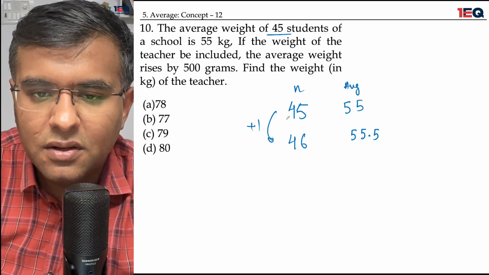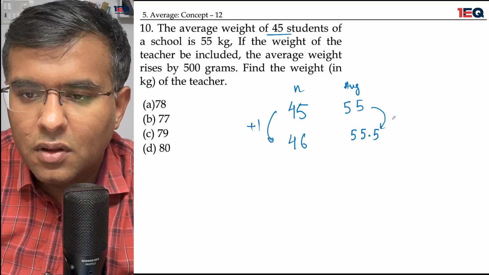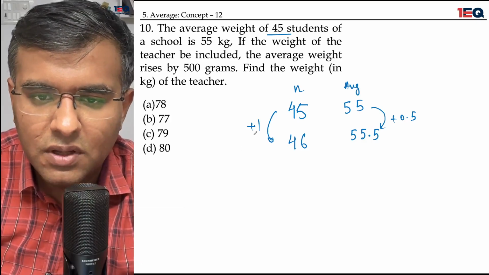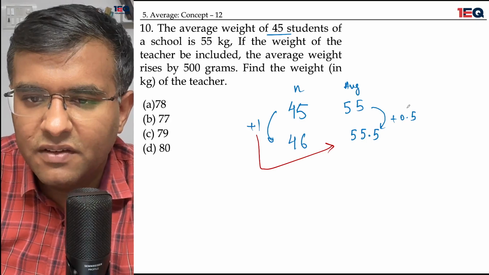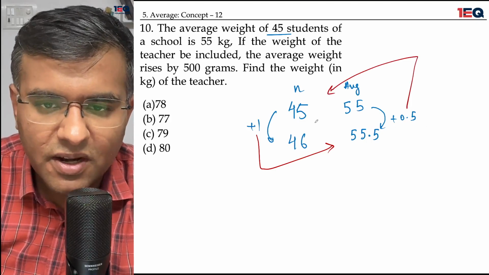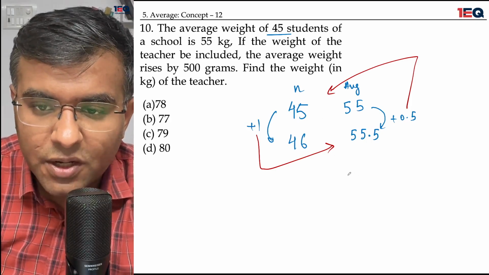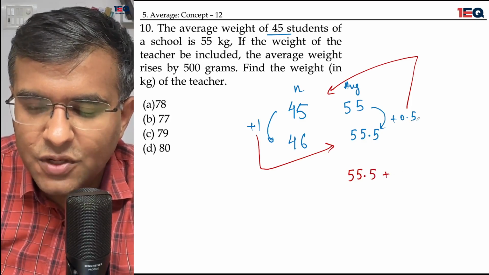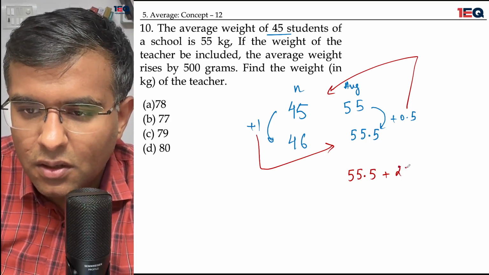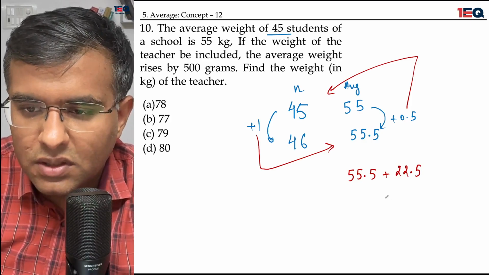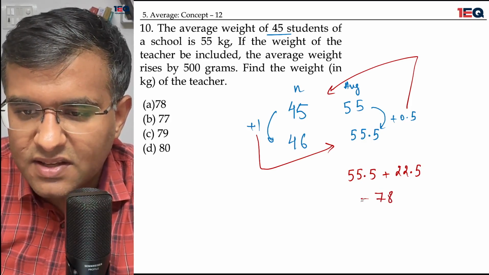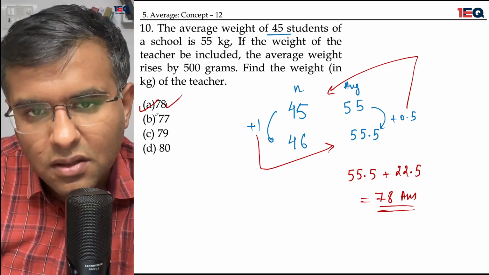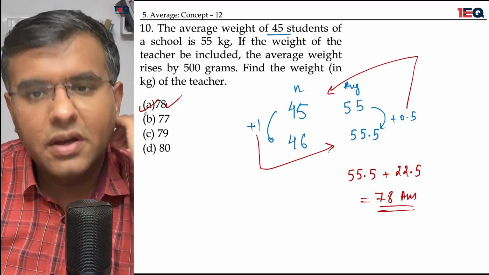So there was a plus 1 here and there was a plus 0.5 here. I'll again use my arrows. This plus 1 would be multiplied by 55.5 and this plus 0.5 would be multiplied by 45. Plus 1 into 55.5 gives me 55.5 itself, plus 0.5 multiplied by 45 gives me 22.5. This gives me 78 as my answer, right? Moving on.